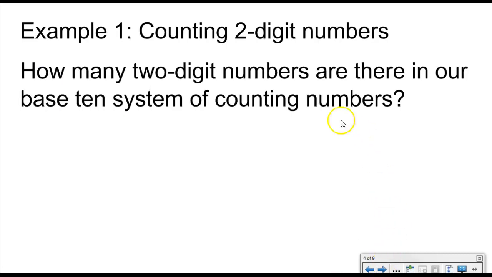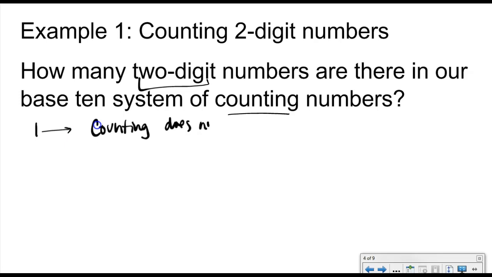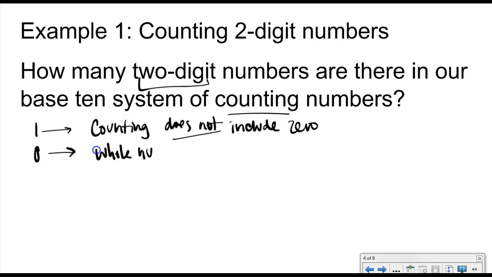So how many 2-digit numbers are there in our base 10 system of counting numbers? A counting number is all the numbers from 1 on. Think of when you learn how to count, it does not include 0. A whole number, however, is 0 on up. So this is a whole number. A whole number includes 0.